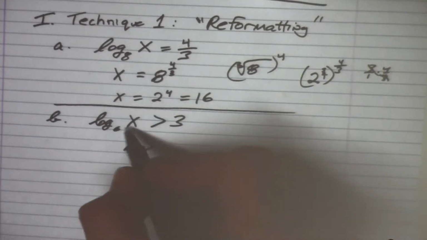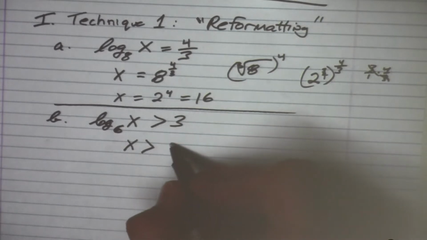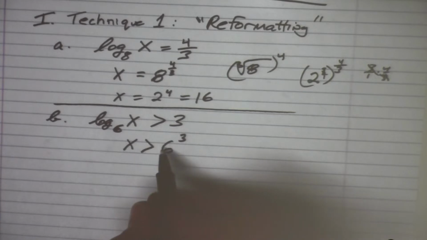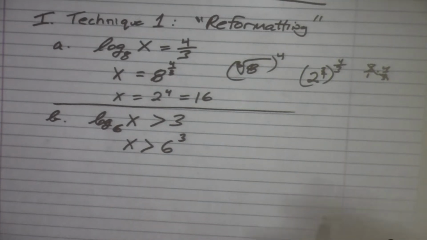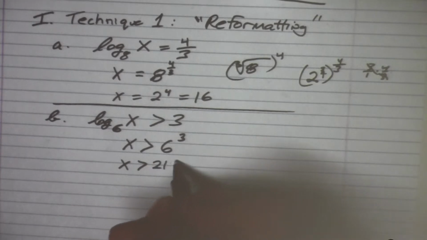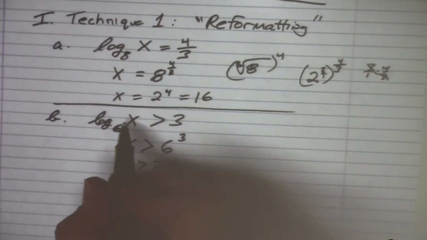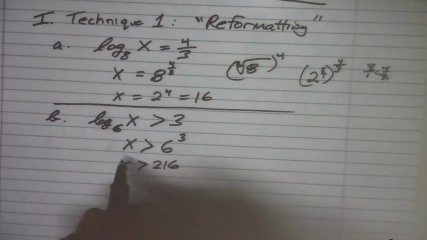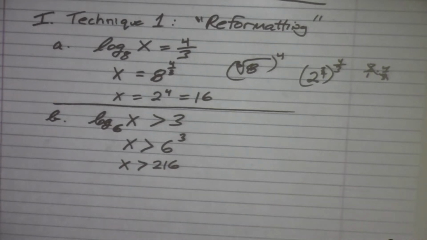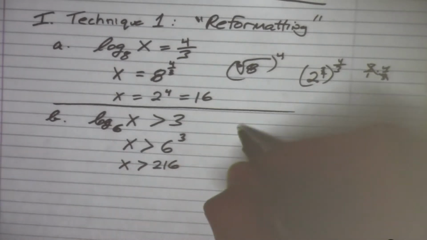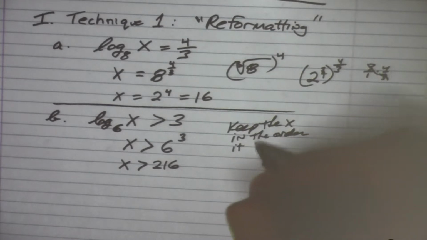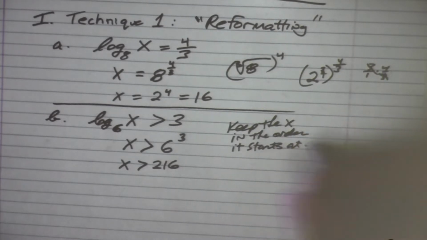You bring the 6 over here, 6 to the 3rd power. So it says x is greater than 6 to the 3rd power, which is 216. So x is greater than 216. If you had done 6 to the 3rd power on this side and put the x over here, you would have had x is less than, because it would have been flipped. And that would have been incorrect for this problem. So keep it in this order. Keep the x in the order it starts at.